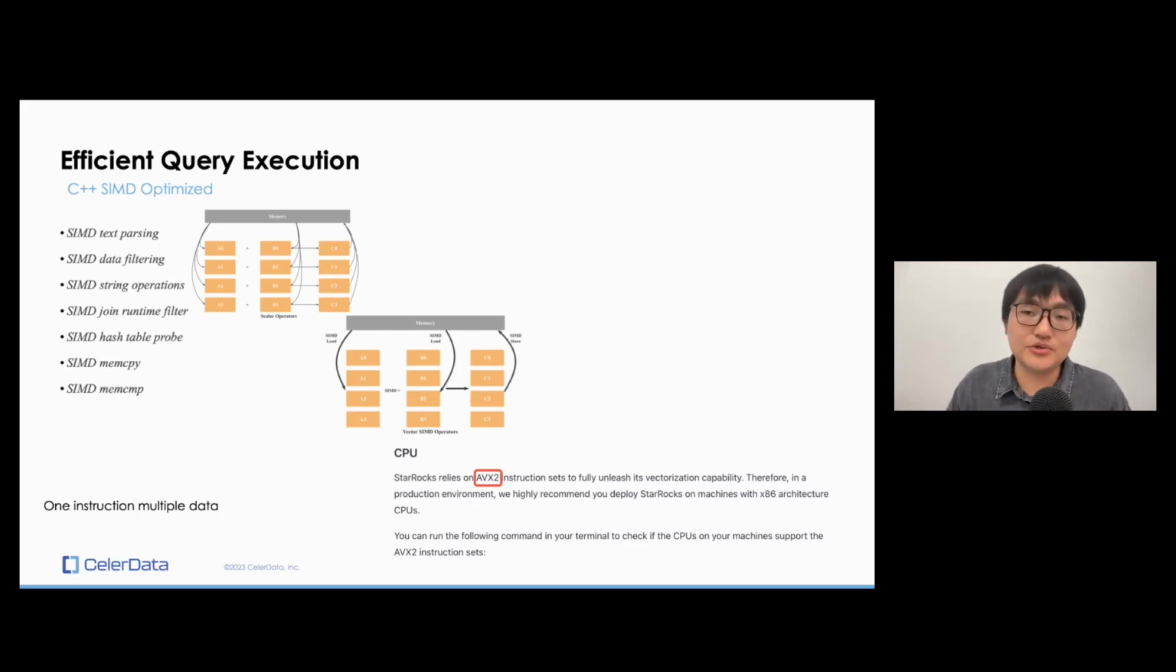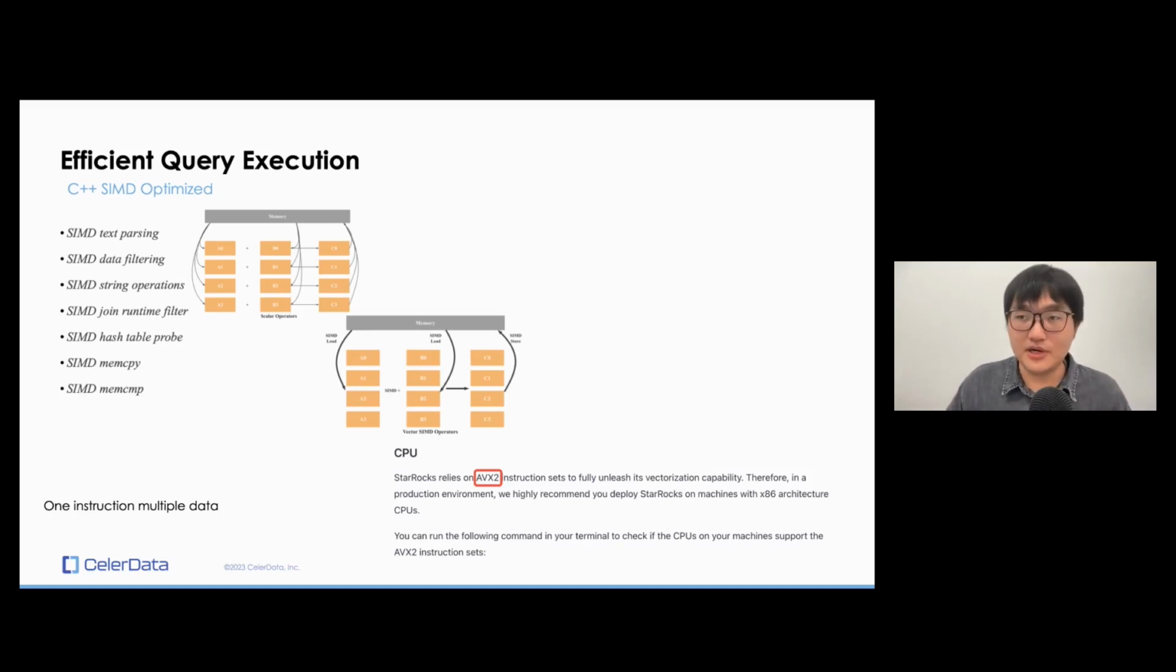Let's say like the image right here, two vectors, and we perform a vector addition or a multiplication. With a scalar operation without SIMD, you need to get the data one by one and return the data one by one. So that's 12 memory seeks and 12 instructions. But with SIMD, there's only three, right? Because we do everything in the columnar format, everything in batch. So it makes the execution so much faster, right?